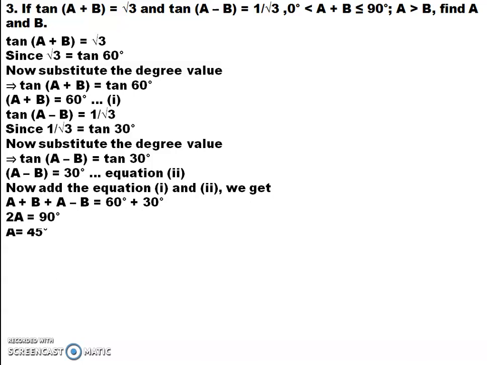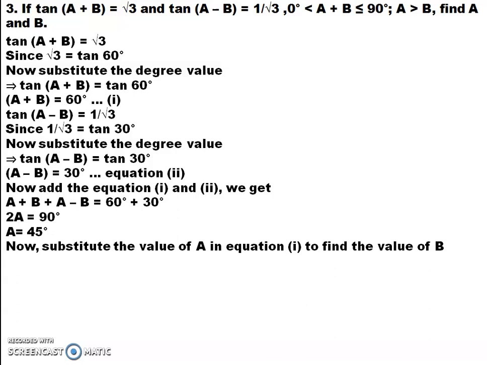So what is A? A is equal to 45 degree. How did you get 45 degree? 90 divided by 2. So A is equal to 45 degree. Then how will you get B? B you will get by substituting A equal to 45 in any of these equations. Here we are substituting in equation 1. 45 degree + B is equal to 60 degree. Then how will you calculate B? B is 60 degree minus 45 degree.